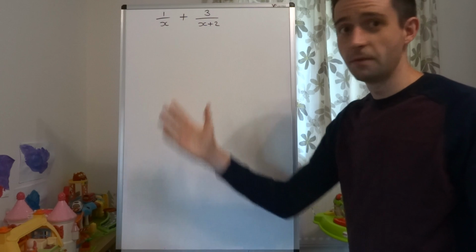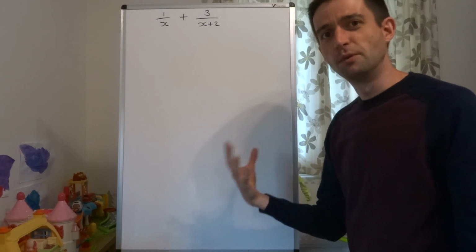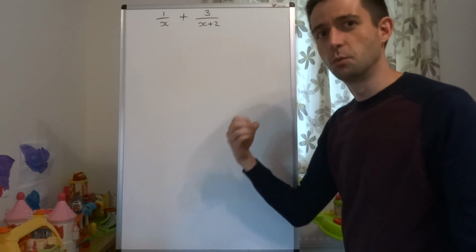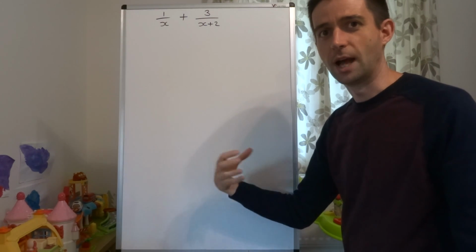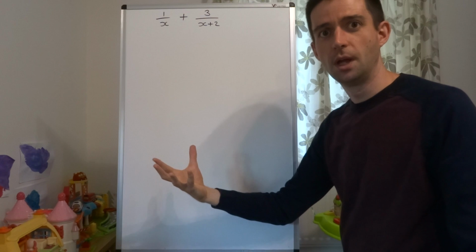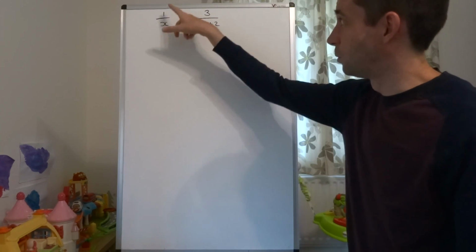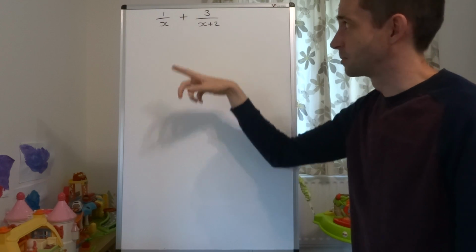I'm just going to start off with a very simple example. You should be familiar with this from GCSE. Please don't feel like I'm patronising you. It's just worth revisiting to check that you're happy with these before we go on to more complicated examples where there's a bit more going on. So we have 1 over x plus 3 over x plus 2.